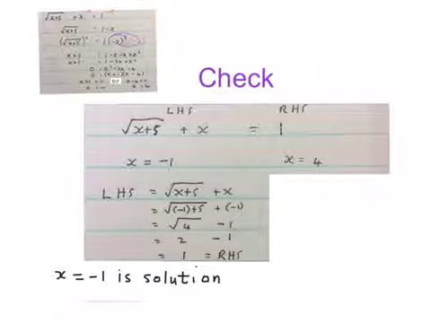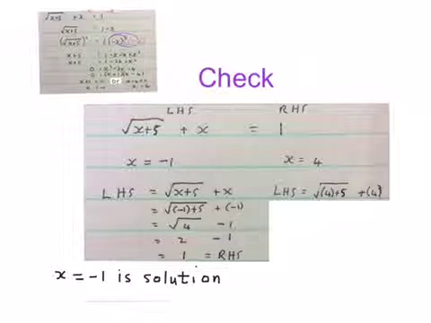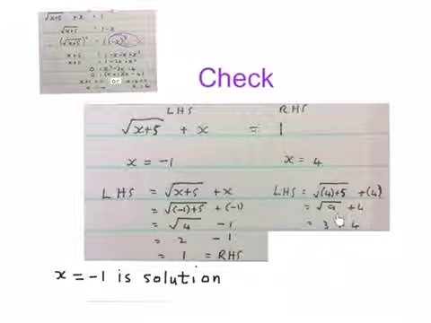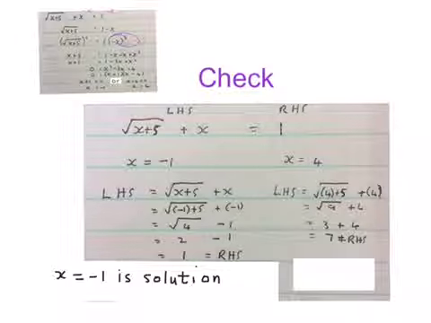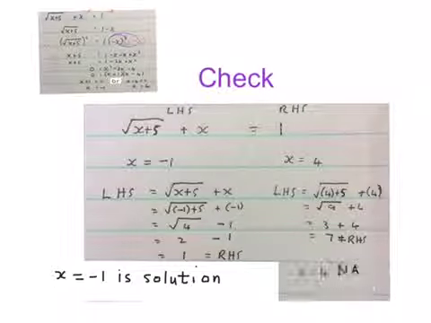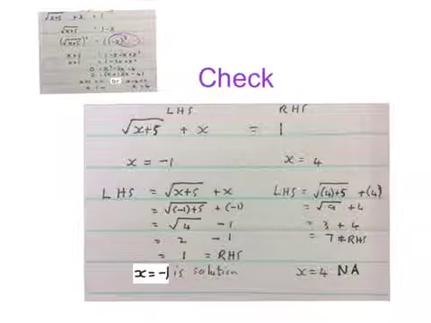Then we take x equals to 4 and also substitute it into the left-hand side. So I wrote here the left-hand side is the square root like we had over there. Put the 4 in the place of x. Simplify it and simplify it further. Then we get equal to 7, and that is not equal to the right-hand side. Then we will say x is equal to 4 is not applicable. Now we know that x equals to minus 1 is a solution and x equals to 4 is not applicable.